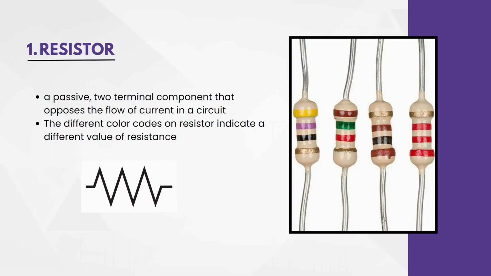There is a dedicated video for resistor, inductor and capacitor. For now, we just have to understand that a resistor will oppose the flow of current, and this is how we represent it. You can see the different colors on this resistor. Each of these colors means a different value. A total of these colors will indicate the amount of resistance that is being offered by that resistor, which we will be learning in a separate video.